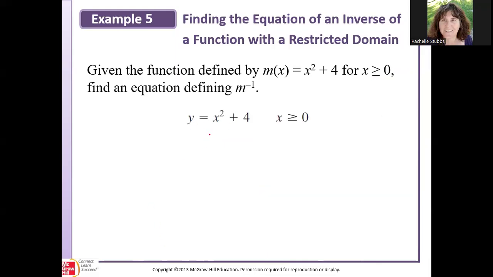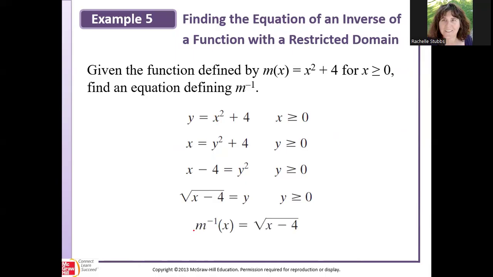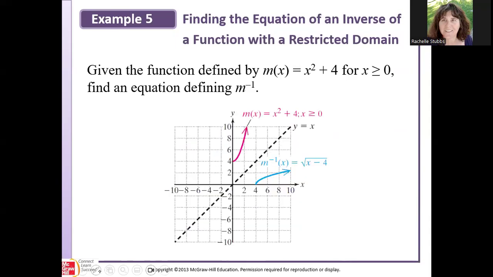So we let y equal that. Now exchange places with y and x. Now we're going to solve for y. Take the square root, and we get that. And let's look at that. So m inverse of x is equal to the square root of x minus 4. Interesting that quadratics' inverses are square roots, aren't they? And notice that's how it looks, just kind of like I was suggesting it would look.